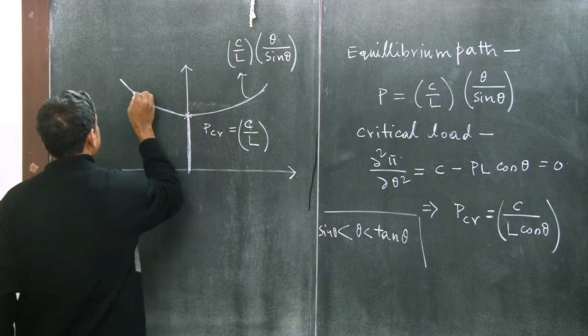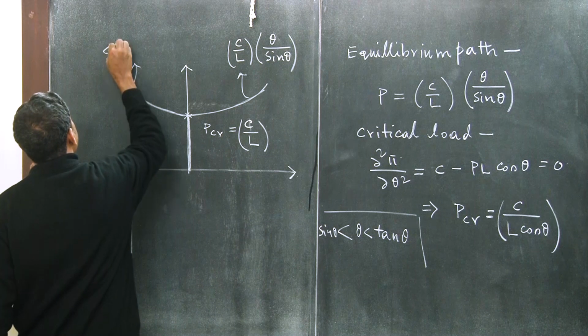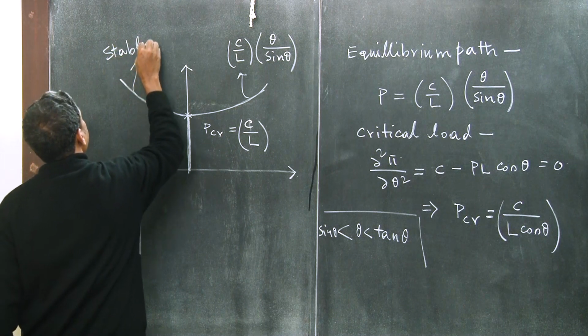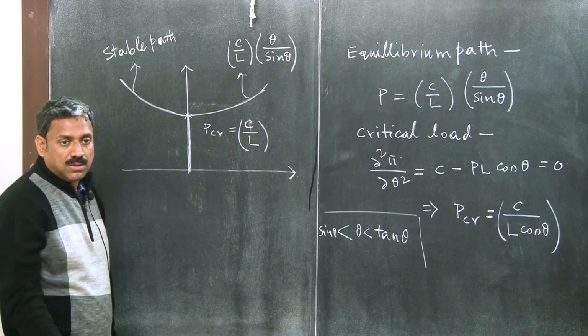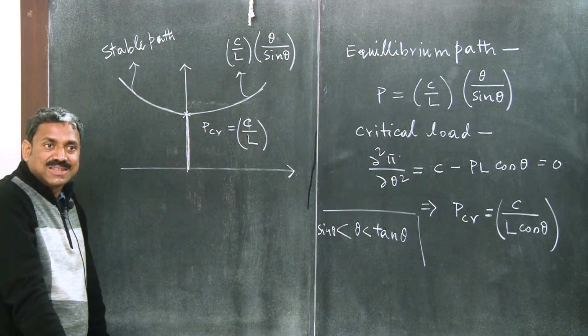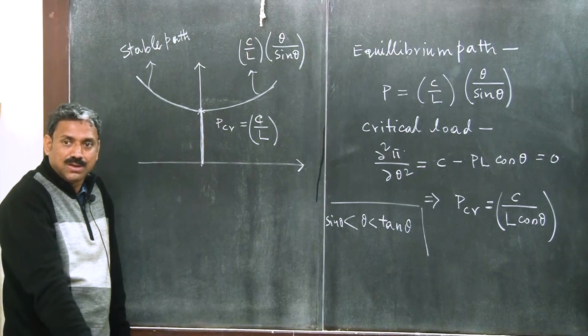So this is a stable path. For all theta, this is a stable path. All of you understood, right?